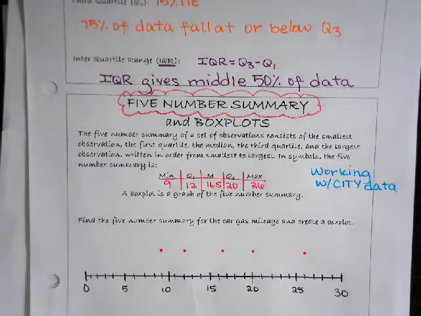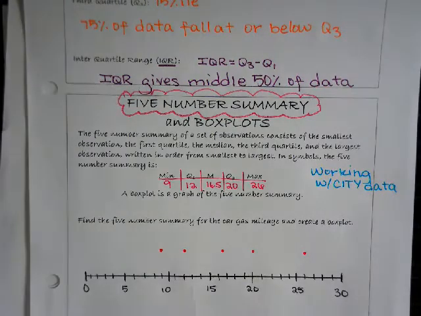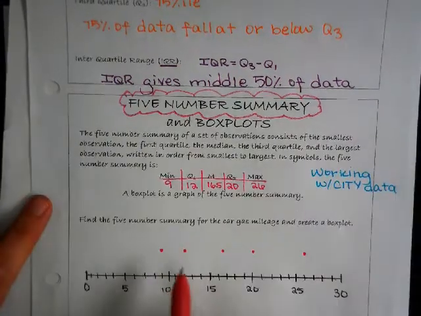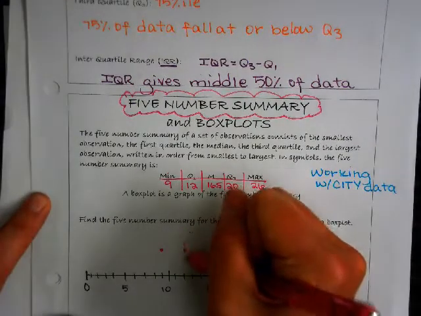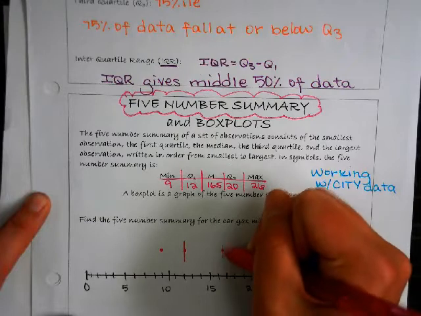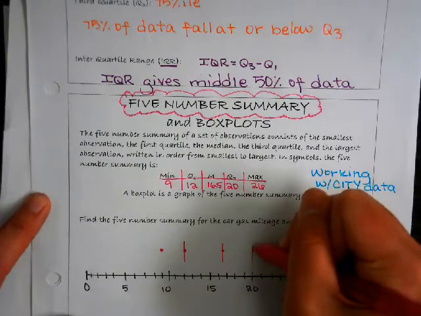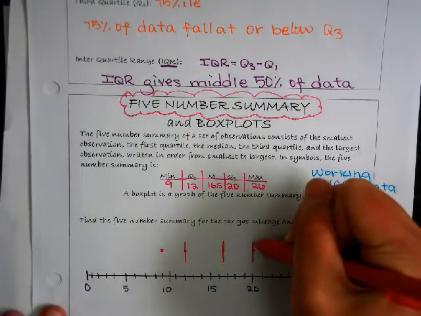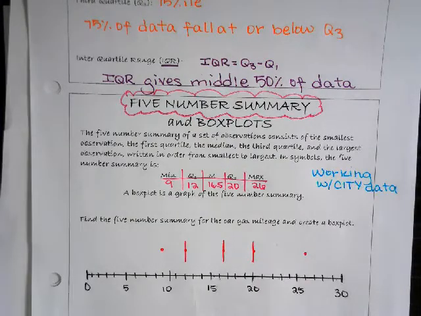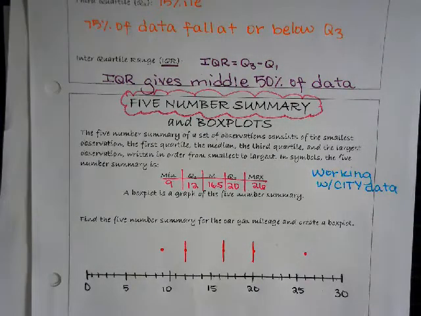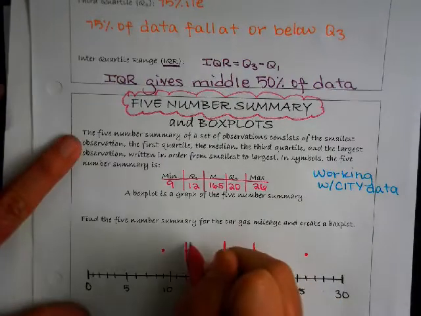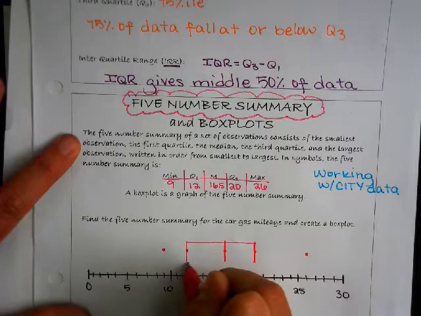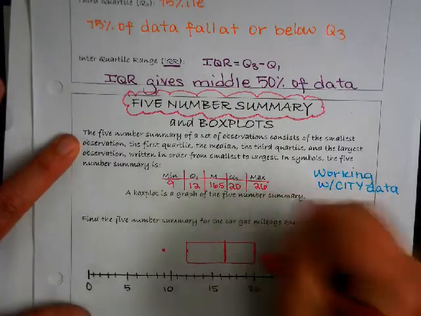The 3 middle ones, you're going to draw lines through. Try to make them about the same height. The first one looks a little longer than the others. Then I'm going to connect those 3 lines at the top and at the bottom and create my box. The minimum and the maximum, I draw lines out to, called whiskers. That's why you may have heard this called a box and whisker plot.